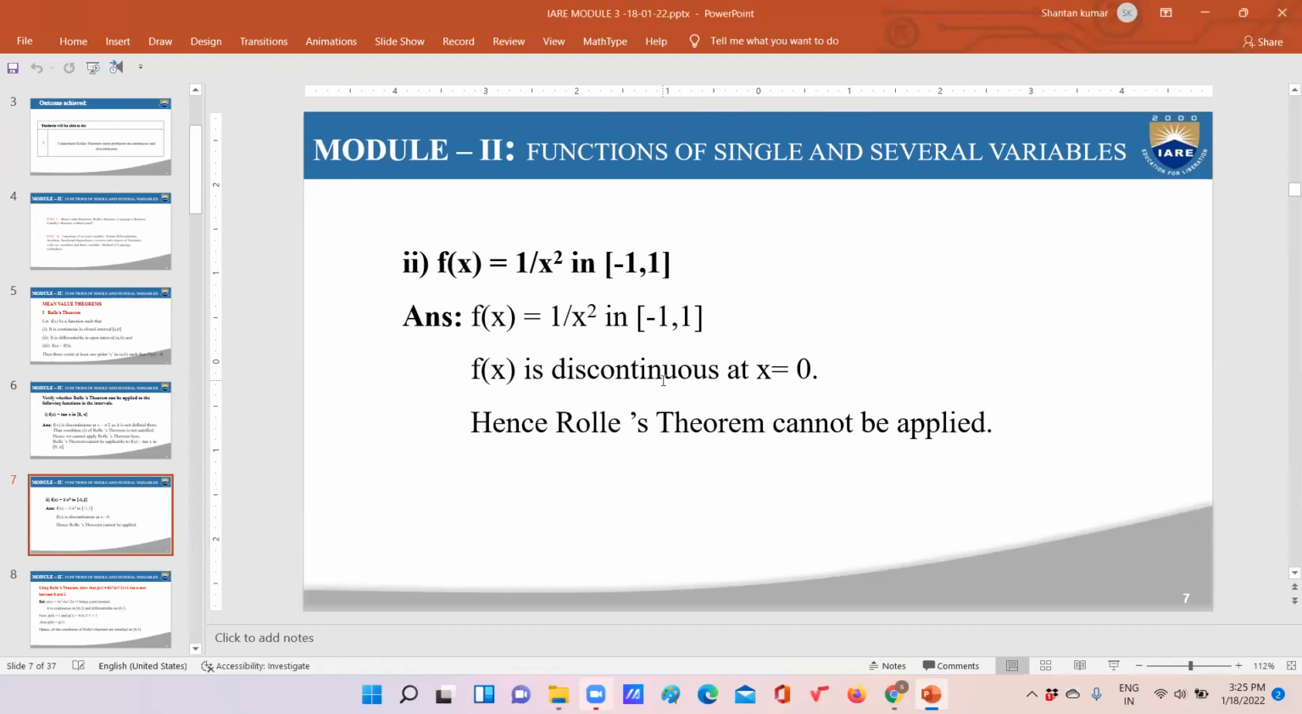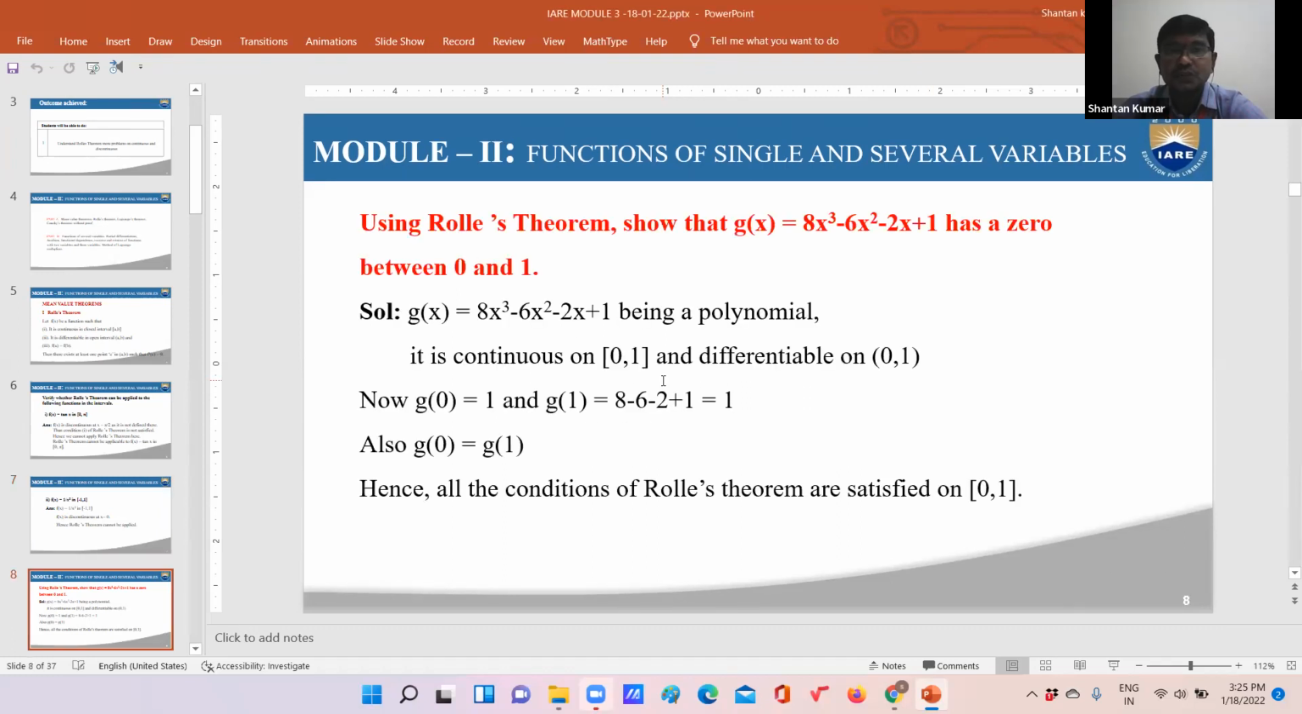Next. Here, next you see the Rolle's theorem. It is shown that g of x is equal to 8x cube minus 6x square minus 2x plus 1 has a zero in between 0 comma 1. Only the condition. When you observe this, it is clearly a polynomial function. And what is the meaning of this?